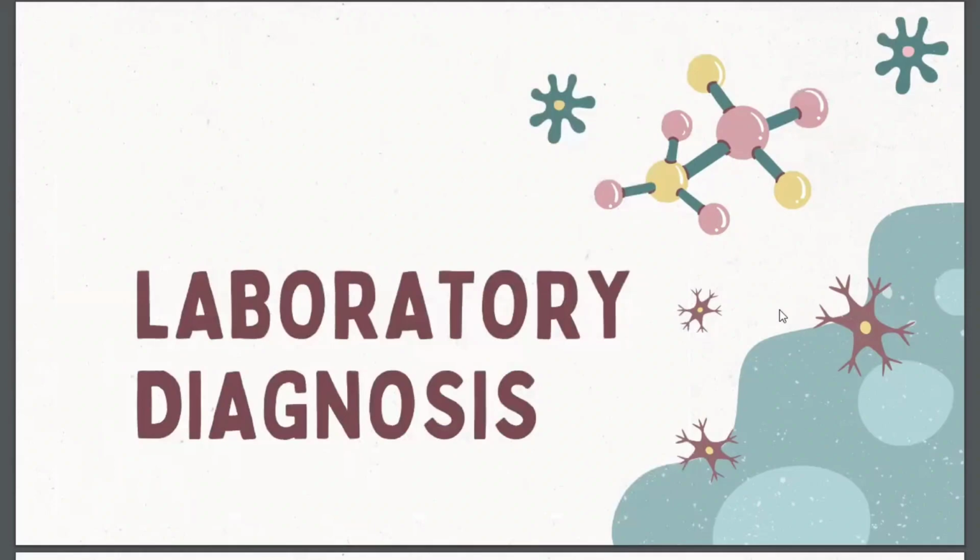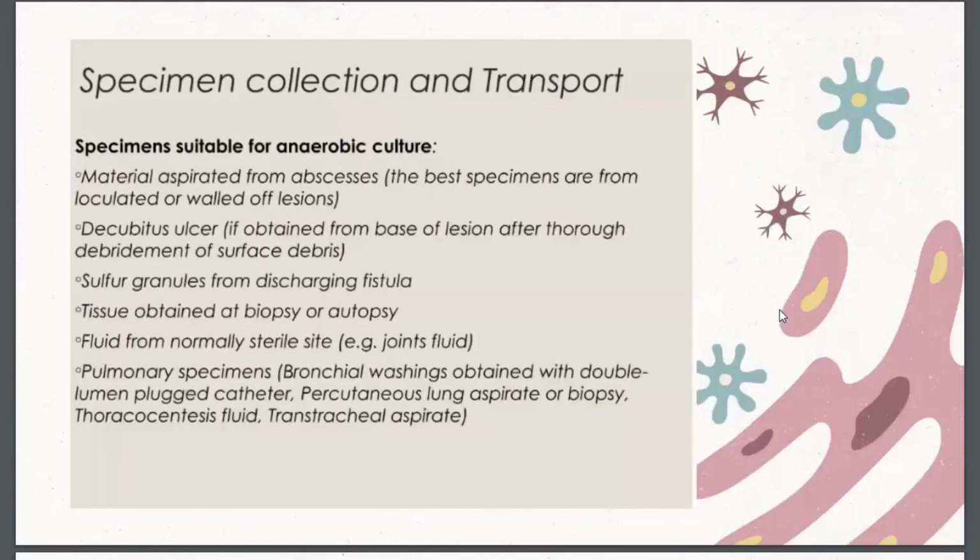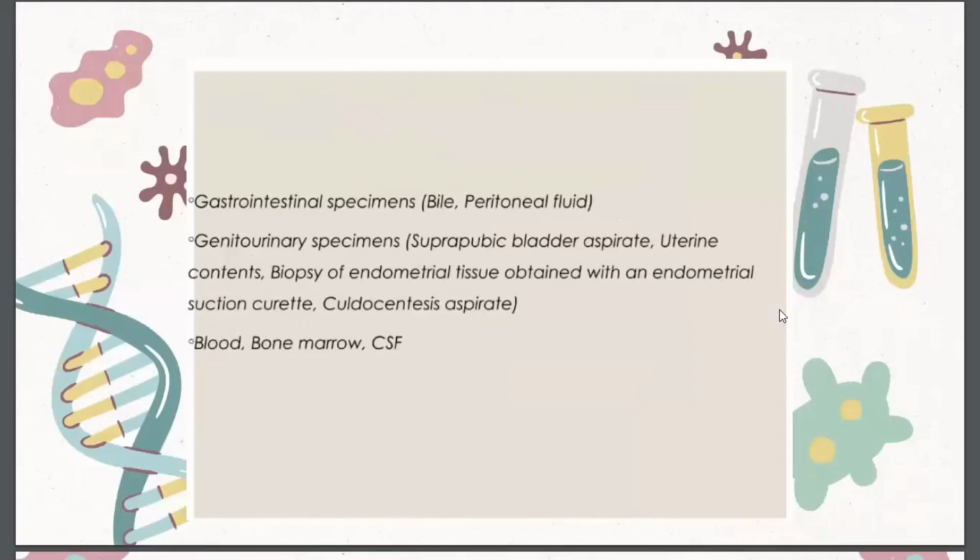So next is the laboratory diagnosis. Specimen collection and transport. Specimens suitable for anaerobic culture include material aspirated from abscesses, decubitus ulcers, sulfur granules from discharging fistula, tissues obtained at biopsy or autopsy, fluid from normally sterile sites, pulmonary specimens, gastrointestinal specimens, genitourinary specimens, and also blood, bone marrow, and CSF.